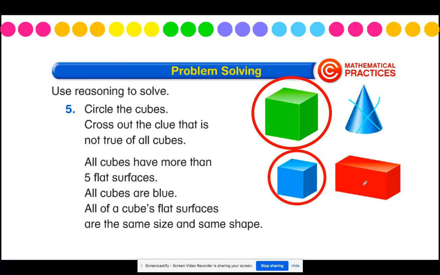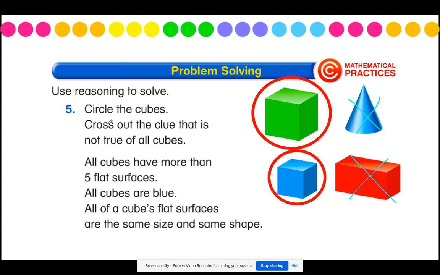And the last one, is this one a cube? Careful with this one. Think about it and shout out your answer. I hope that you said no. This is not a cube. It is a rectangular prism. So these are the only 2 that are cubes.